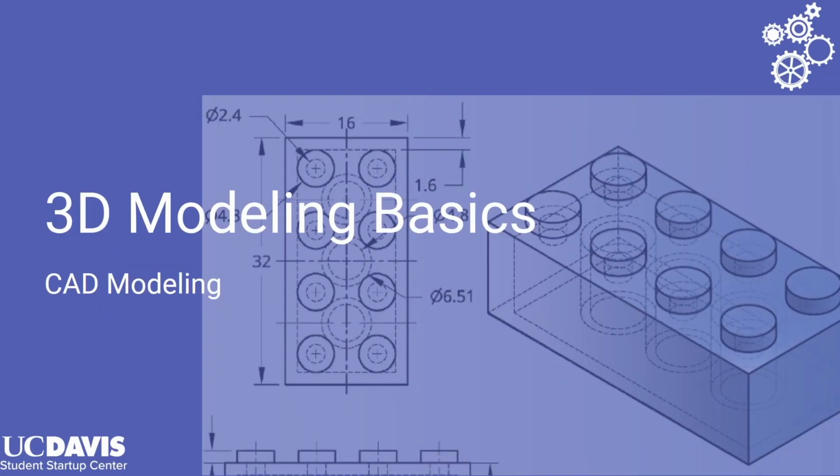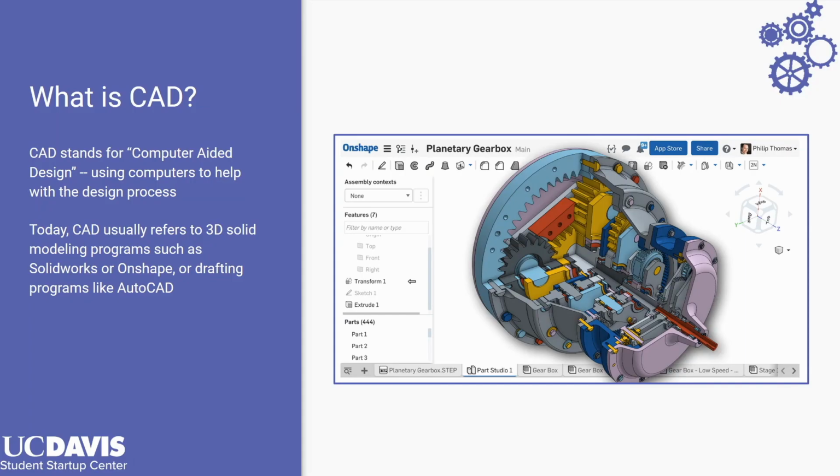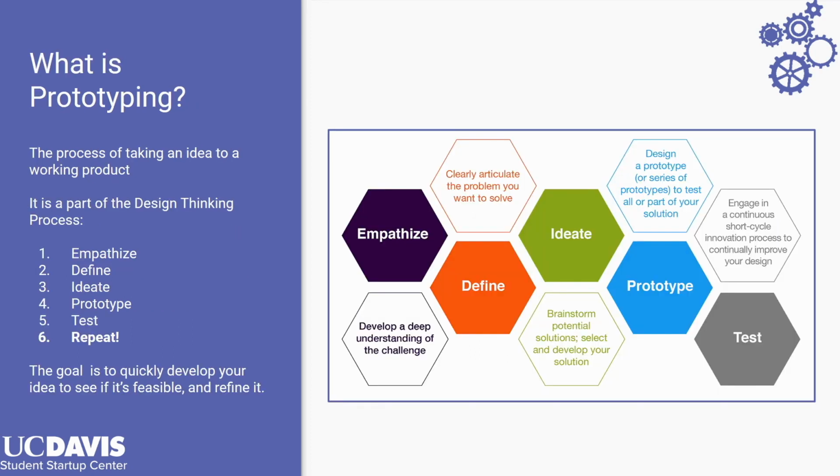So what we'll be making today will be something that's probably familiar to almost everyone, a Lego block. But what we're going to do is design it so that we'll be able to customize it however we want. So CAD stands for computer-aided design, or just using computers to help the design process. But usually these days, when we think of CAD, we think of a 3D solid modeling program, such as OnShape, which is what we'll be using today, or another common one is SolidWorks, or it can also refer to drafting programs like AutoCAD.